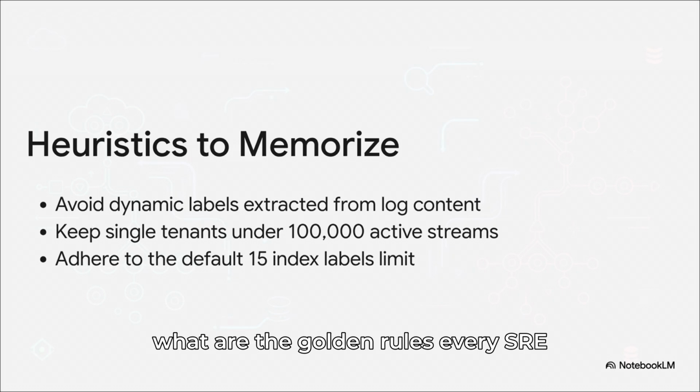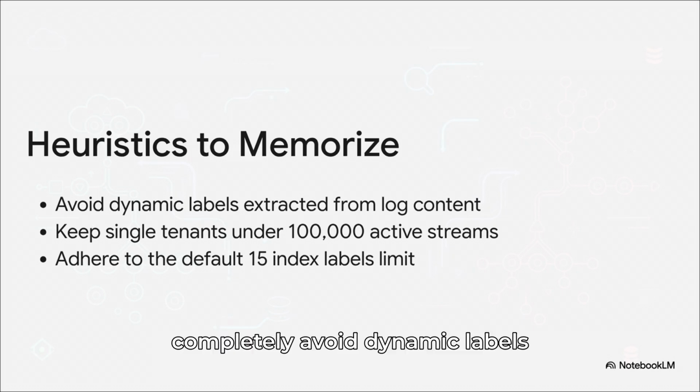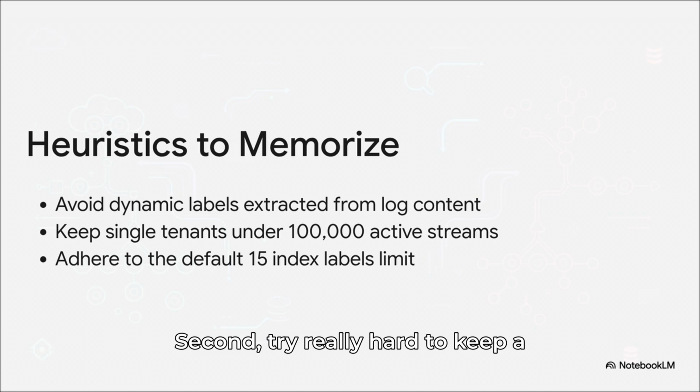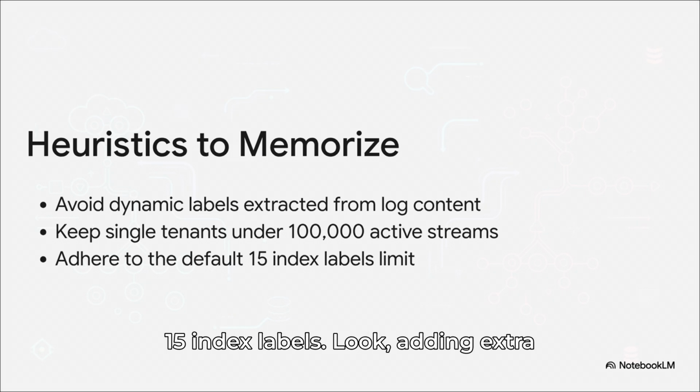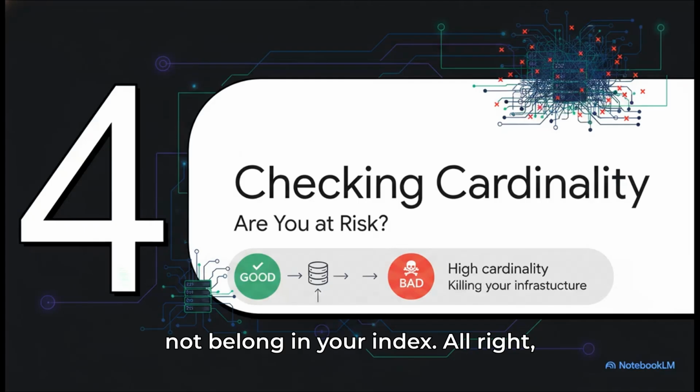So, what are the golden rules every SRE needs to memorize right now? First, completely avoid dynamic labels extracted from your log content. Just use filter expressions at query time instead. Second, try really hard to keep a single tenant to under 100,000 active streams. And third, strictly adhere to Loki's default limit of 15 index labels. Look, adding extra labels only inflates your time series database index and kills performance. A good rule of thumb, if a term is only searched maybe once a year, it simply does not belong in your index.